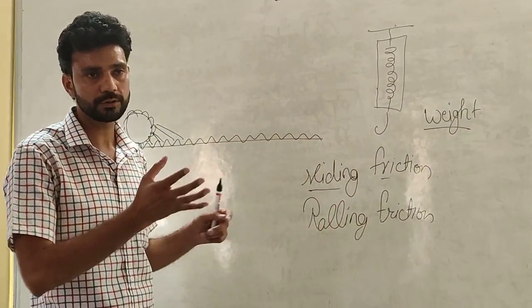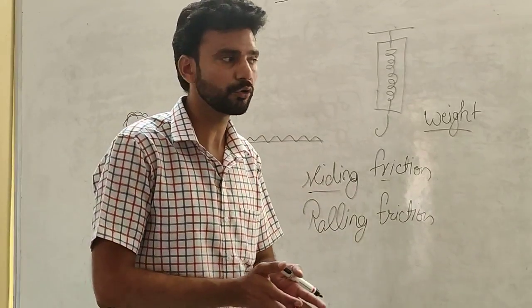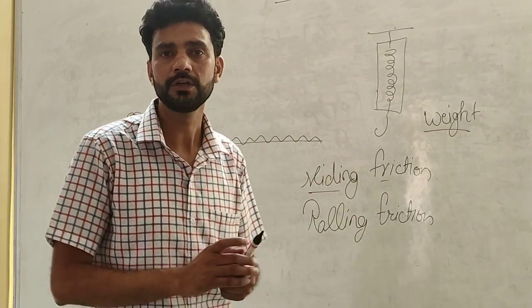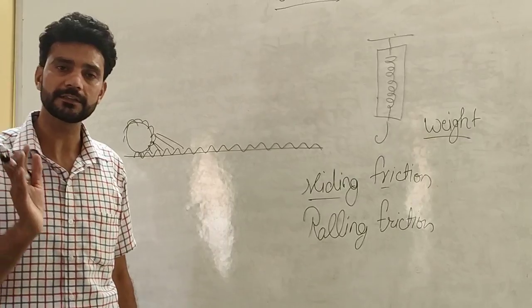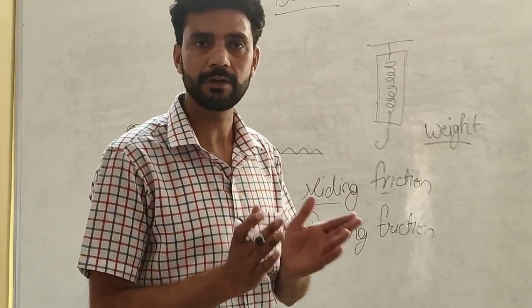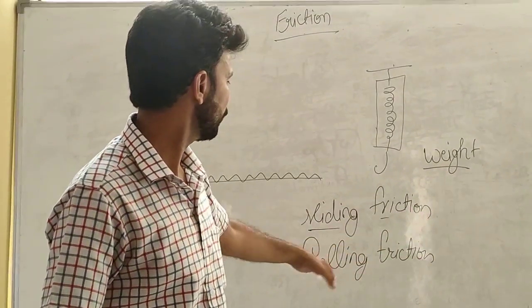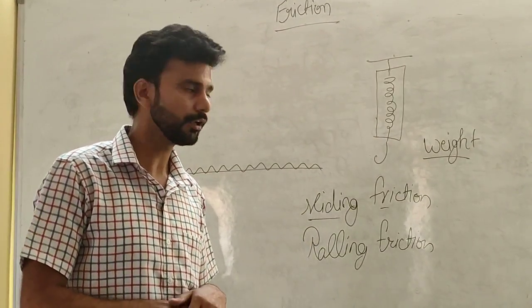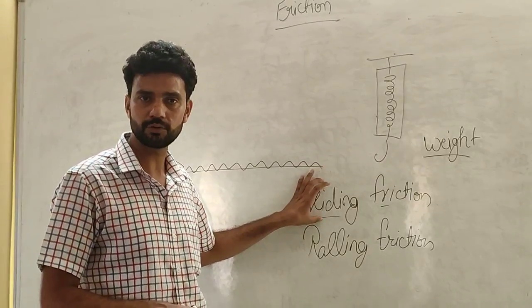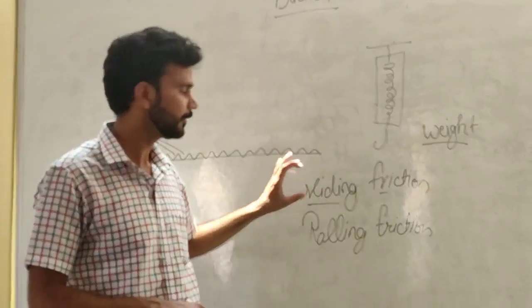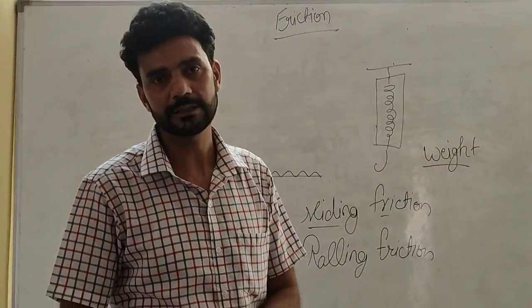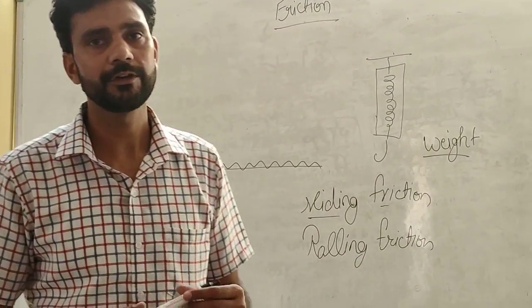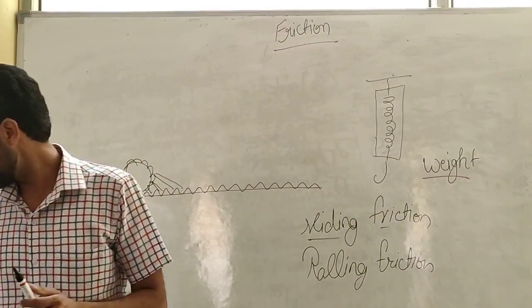A ball rolls on the ground. If we take a rectangular or cuboid box, it will slide on the ground. The frictional force exerted on the cuboidal box is sliding friction, and the frictional force exerted on the ball is known as rolling friction. If the objects slide on each other, the friction is known as sliding friction, and if the object rolls on another, the friction is known as rolling friction. Mainly we have three types of friction.